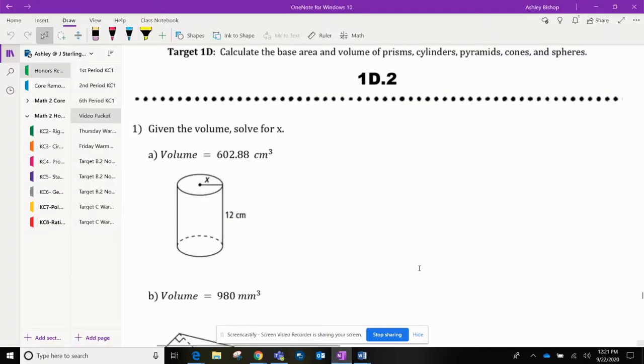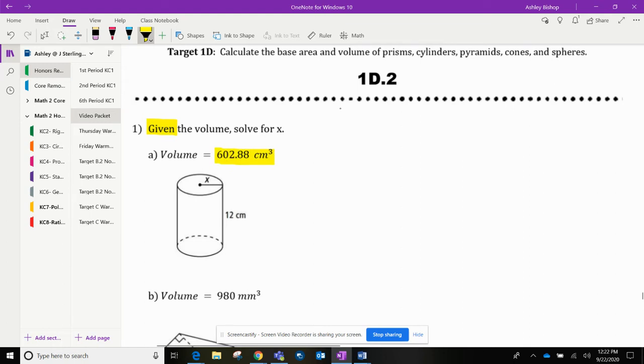Alrighty, we are going to talk about target D part 2. It's page 28. We did target D part 3 first, but I just like the order better. And so we're going to be given now, and these problems are a little bit different, we're going to be given the volume. So this says given the volume, where my volume is equal to 602.88.